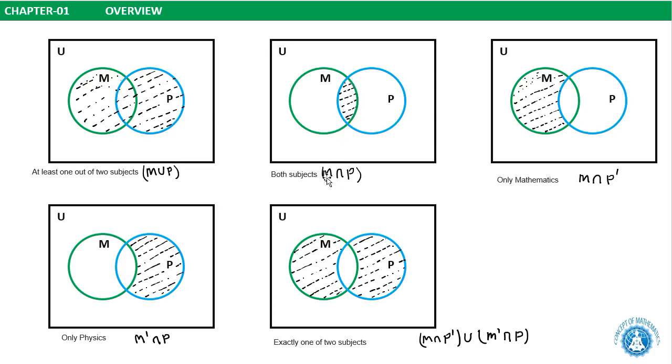The intersection of math and physics will represent the number of teachers who teach both subjects. The number of teachers who teach only mathematics will be represented by the intersection of M and the complement of P. We will read the complement of a set in the next overview of the chapter, when we go through relations and functions.